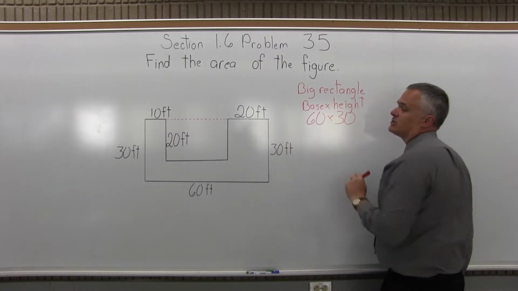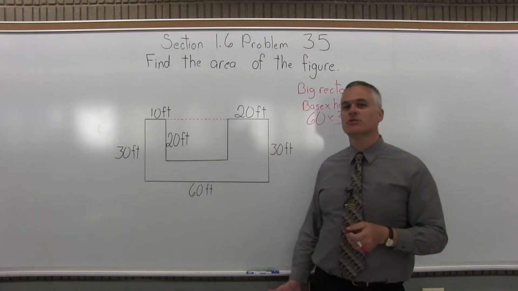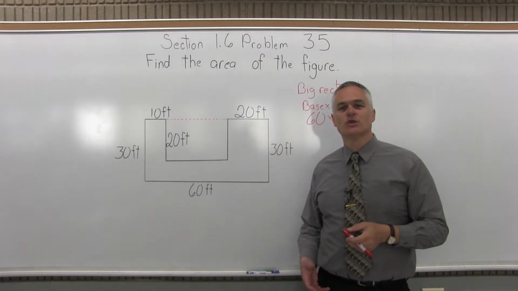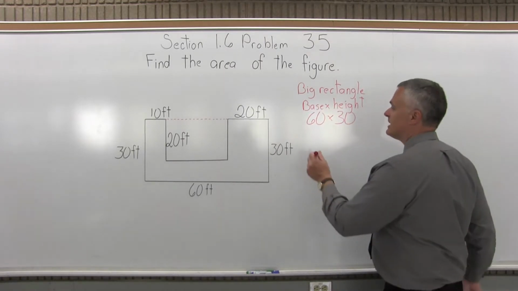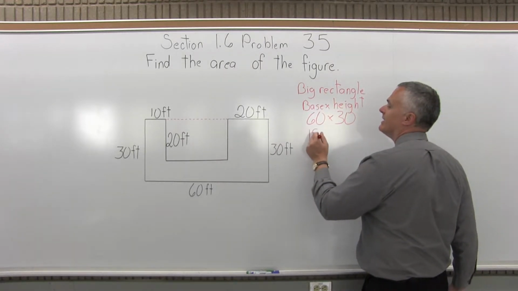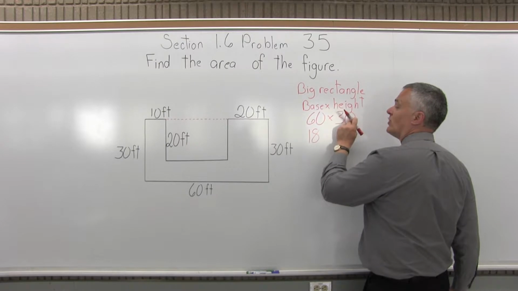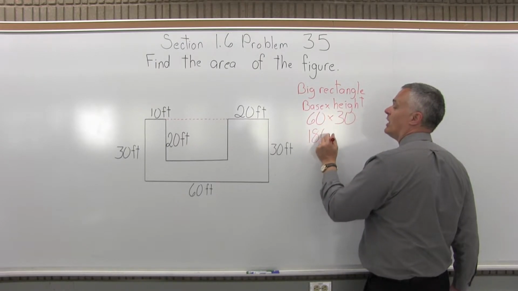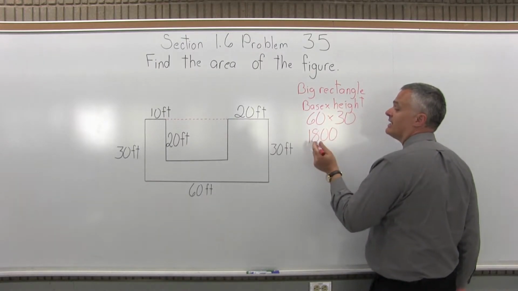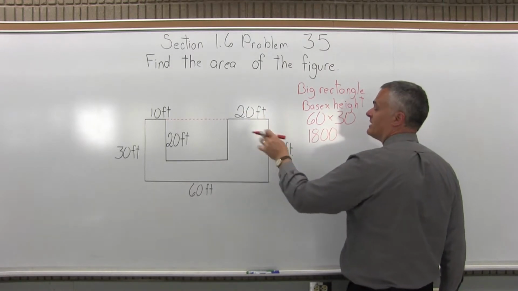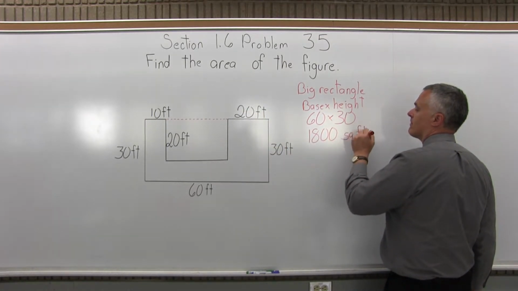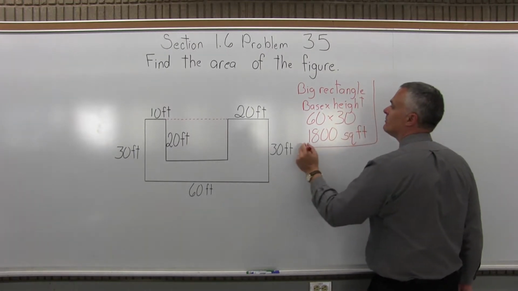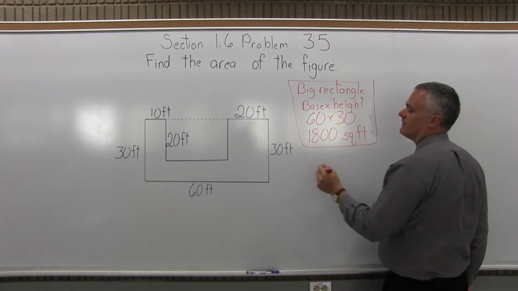So 60 times 30, those are fairly big numbers, but again, there's a trick for that. Initially, just ignore the zeros and focus on 6 times 3. 6 times 3 is 18. And now how many zeros did you ignore? 1, 2. So put those 1, 2 zeros back. You get 1,800. And it would be in square feet because everything is in feet. So that's the big rectangle, 1,800 square feet.